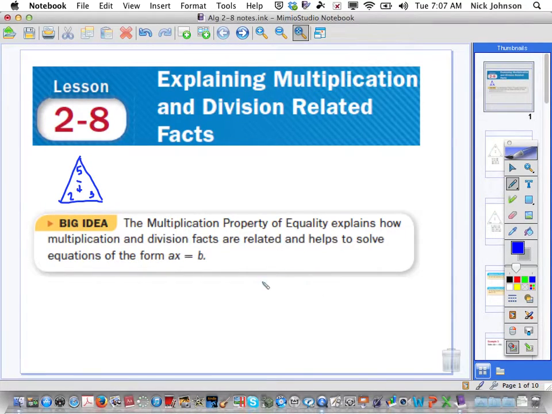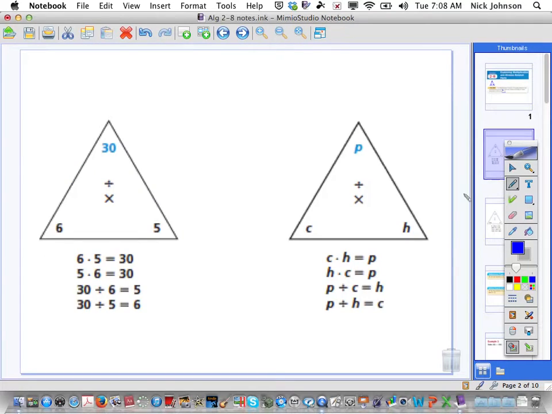We're going to do the same thing, except we're going to use the multiplication property of equality. That means getting things even on both sides, to help solve equations of the form a times x is equal to b, where we are solving for x. That means you want x by itself.